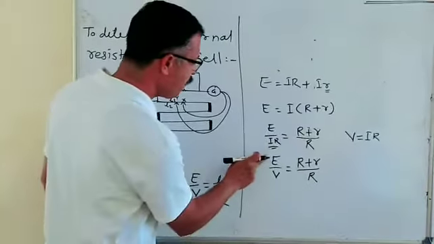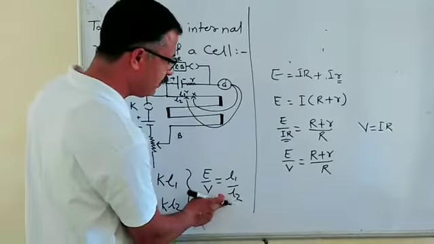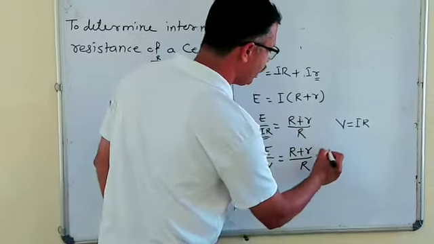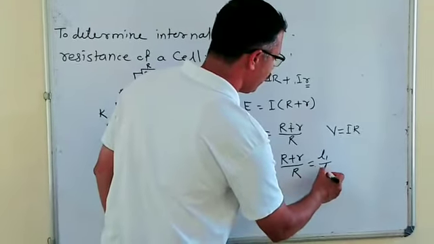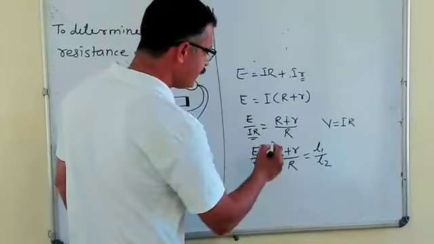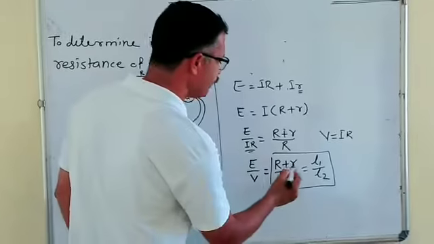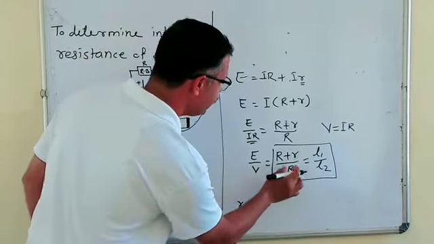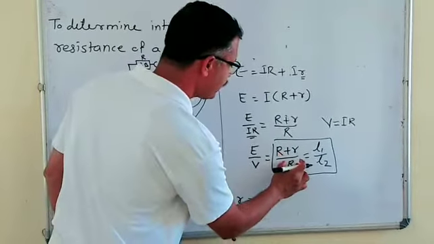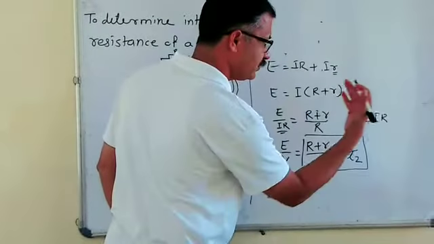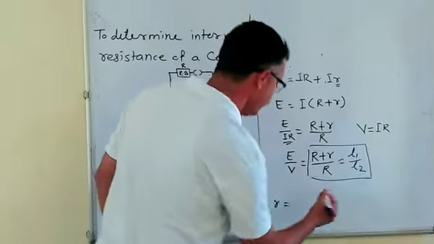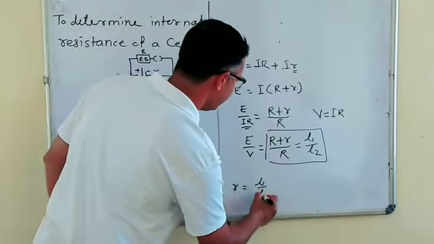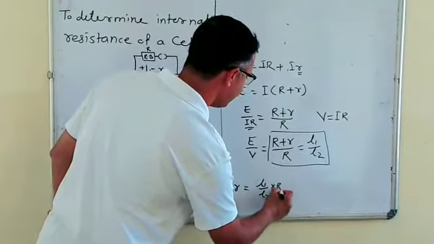But friends, E upon V is nothing but L1 upon L2. Hence, we can write (R + r) upon R is equal to L1 upon L2. From this, we can determine the value of r. The R is at the denominator, and when it is transposed to that side, it goes to the numerator. Hence we can write L1 upon L2 into R.